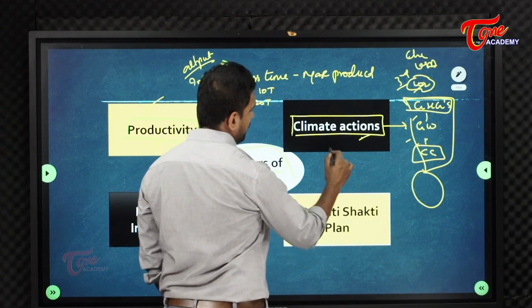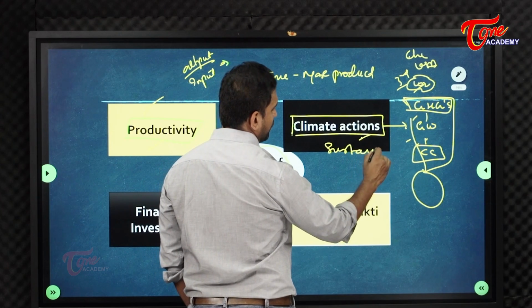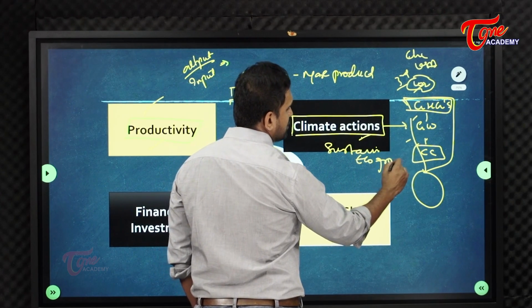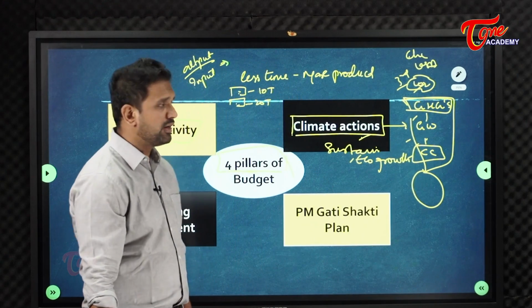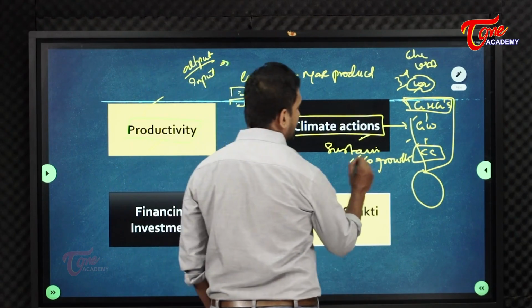These actions should be able to sustain what? Sustain economic growth. These actions should sustain what? Economic growth. We are not going to compromise on the GDP production for sure. Okay, so climate action should sustain economic growth.